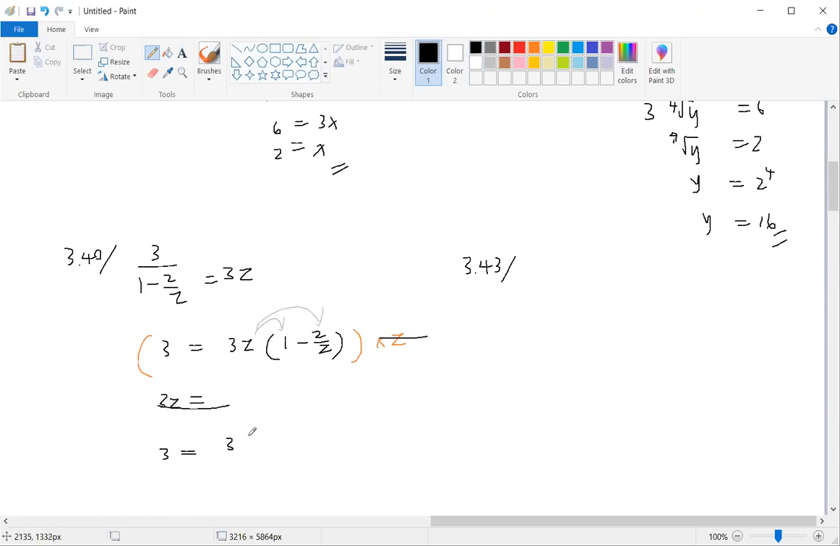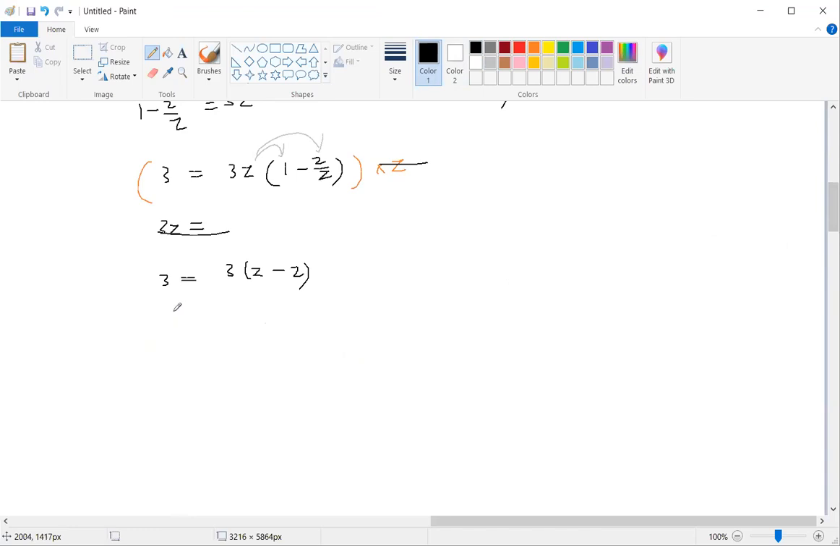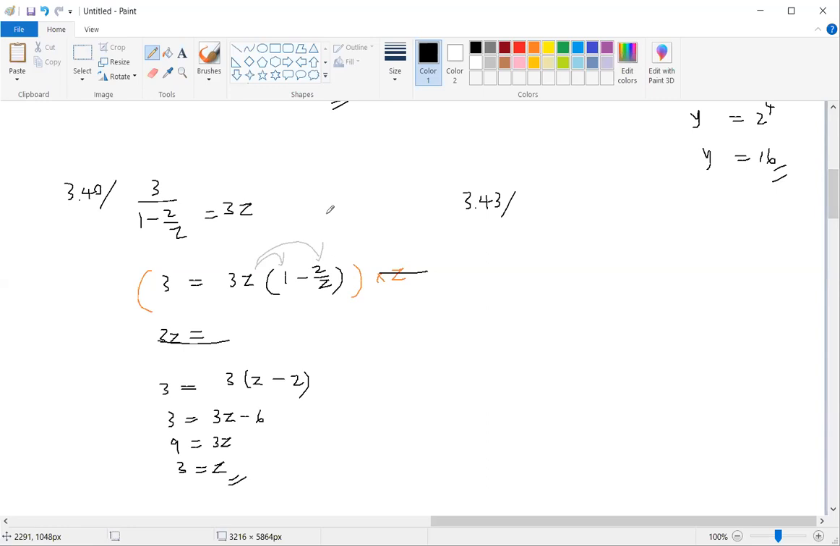Multiply this in, you have a z here. Multiply in, you have z cancel, it's minus 2. Yeah, that's it. So 3 equals 3z minus 6. Move this over, is 9. So z equals 3. Our restriction is z cannot be 2, z cannot be 0. So yeah, our z is not 0, then it's fine. Okay, write this down quickly.